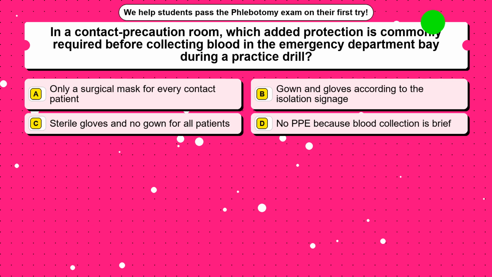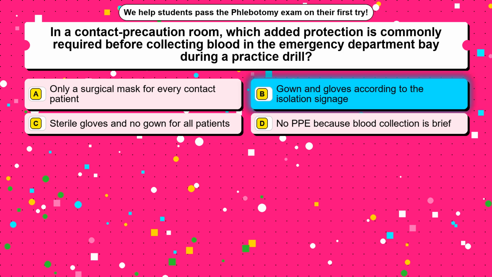Question 10. In a contact precaution room, which added protection is commonly required before collecting blood in the emergency department bay during a practice drill? Option A. Only a surgical mask for every contact patient. Option B. Gown and gloves according to the isolation signage. Option C. Sterile gloves and no gown for all patients. Option D. No PPE because blood collection is brief.